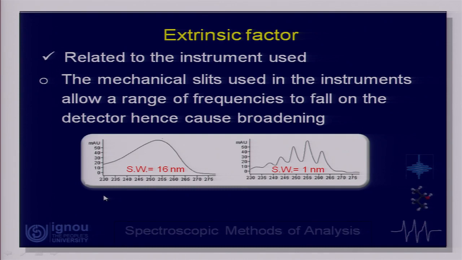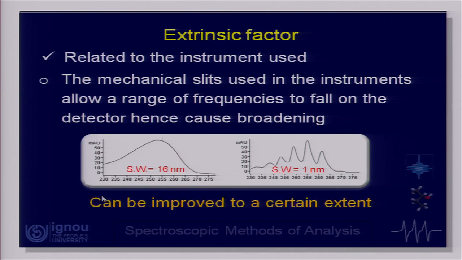What is important here is that this can be taken care of, but only to a certain extent. We can go on reducing the slit width, but we can't go beyond a point. Once we go for reducing this factor, the sophistication increases, the cost becomes more and so on. So, we have to optimize between the nature of the spectrum I get and the cost of the instrument I am going to use, so we use it as per the requirements.